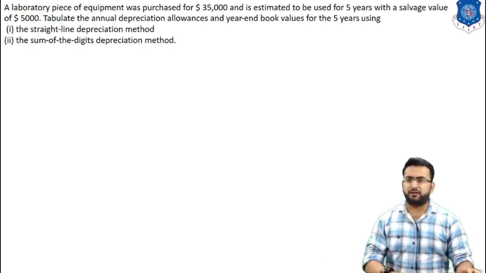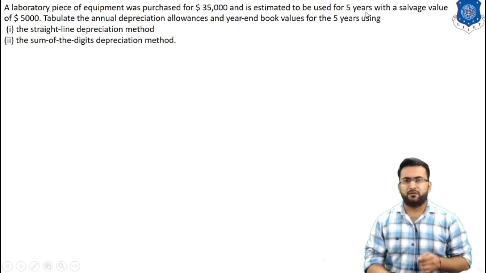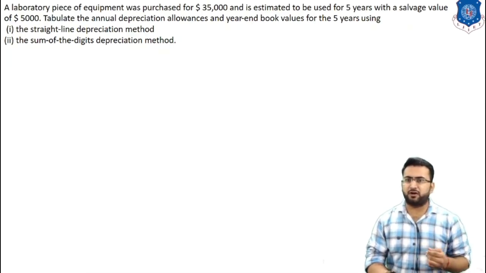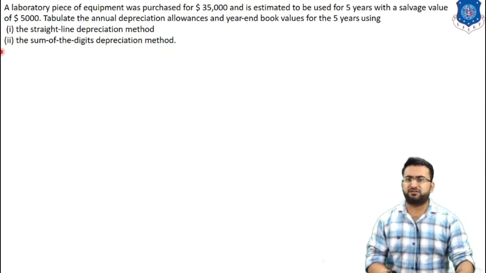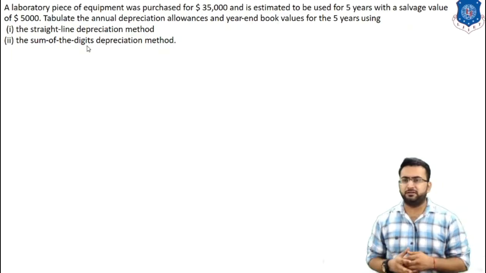So in this numerical, given that a laboratory piece of equipment was purchased for $35,000 and is estimated to be used for 5 years, with salvage value of $5,000, tabulate the annual depreciation allowance and year end book value for the 5 years. So we have to calculate depreciation using the straight line method and sum of year digit method. So let's calculate this numerical.